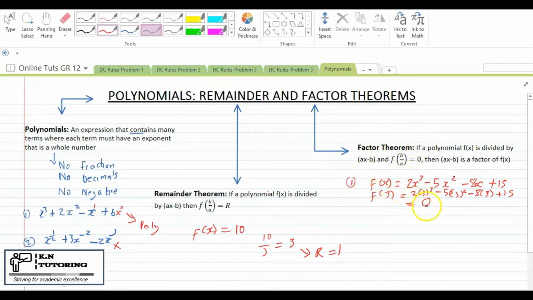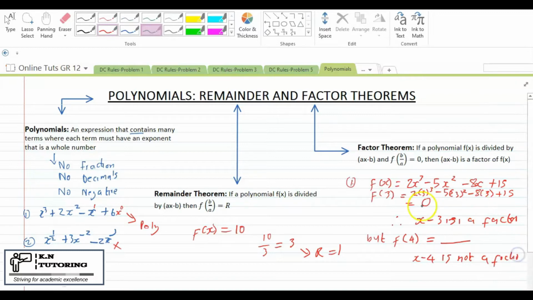If f(3) is equal to 0, then therefore x minus 3 is a factor. But if I ask you to determine f(4), you're going to get an answer there, but not 0. Then this will mean that x minus 4 is not a factor.